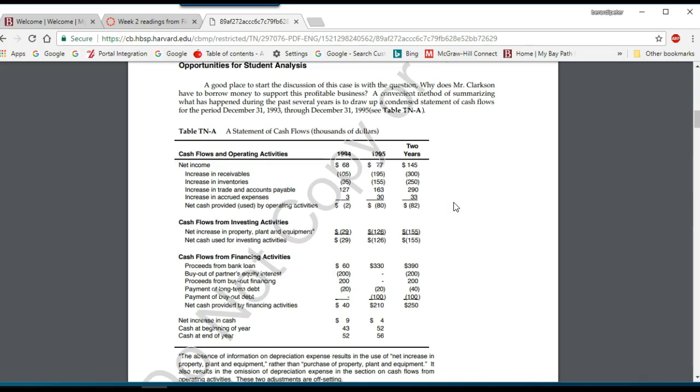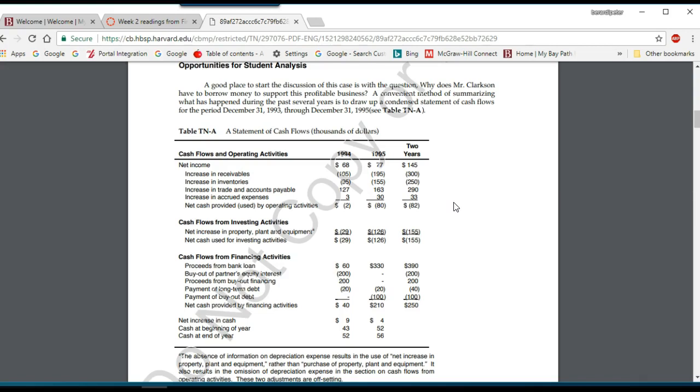So receivables and inventories went up, which put a strain on our working capital. Our cash went down. In this case, payables went up and accrued expenses went up. That helped finance some of it. Then our investing activities, which is increase in fixed assets, property, plant, and equipment, went up by $126,000.